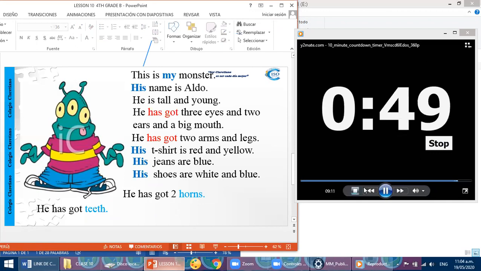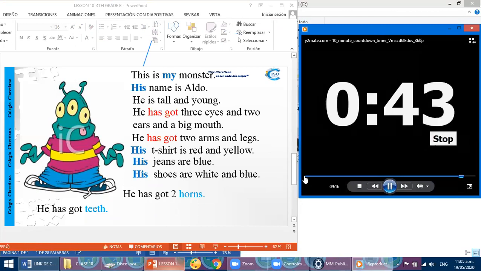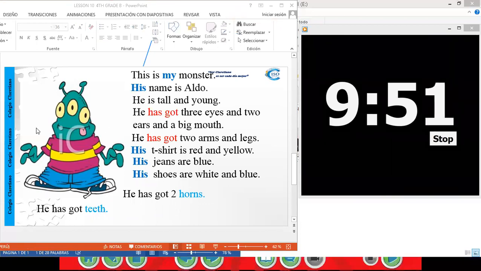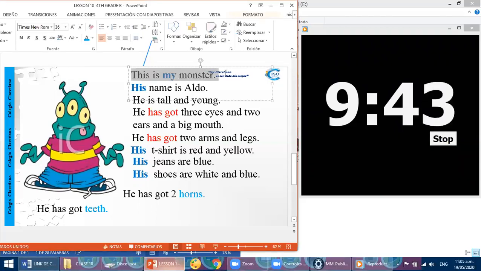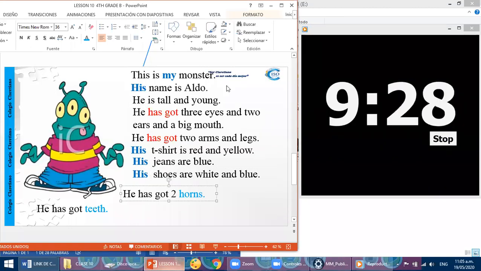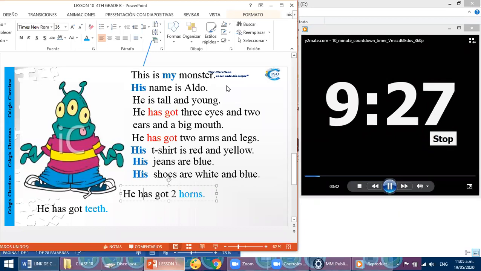Okay, now please, 10 minutes more. The teacher is going to give you 10 minutes for the description, okay? I suppose you finished the monster with a picture. Now it's time for the description. This is my monster. His name is, okay, invent, create a name. And let's start with a description. 10 minutes, please, for the description, okay?